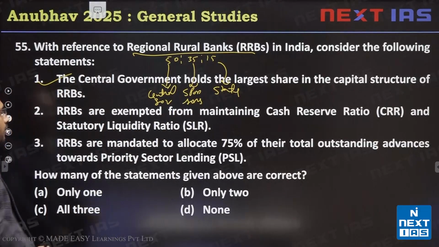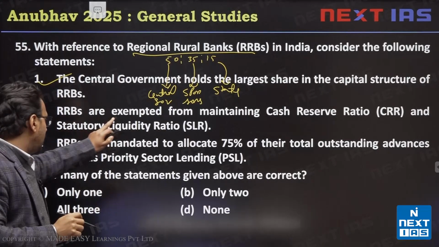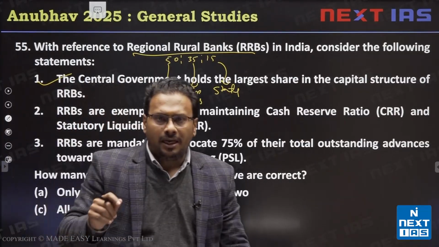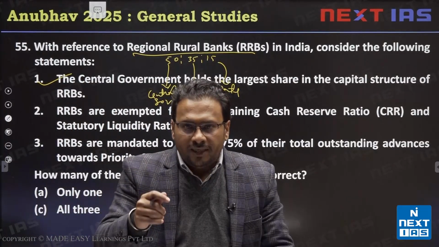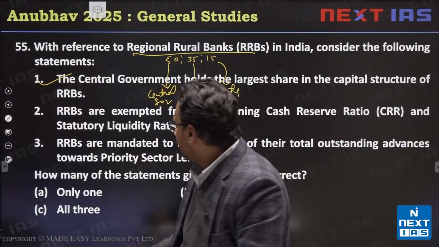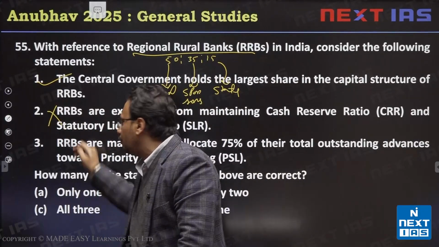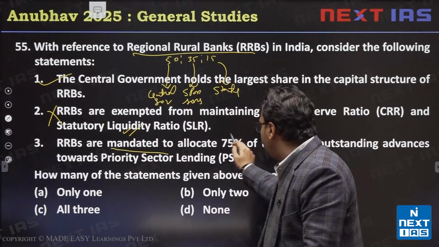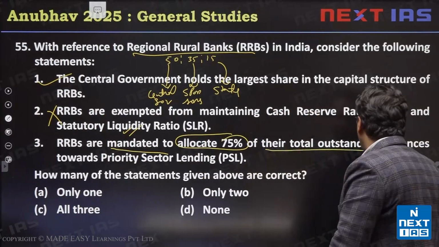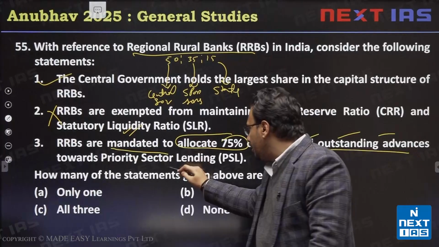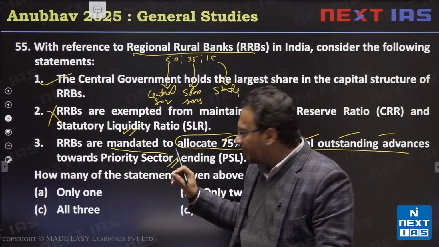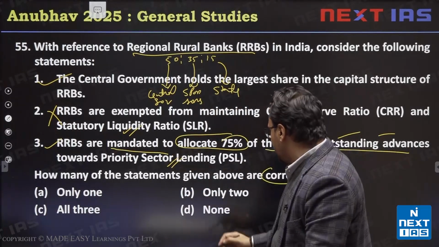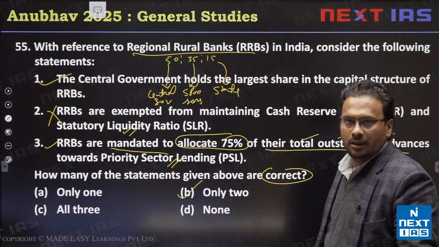Yes, 100% correct. Second, RRBs are exempted from maintaining CRR and SLR. Dear friends, RRBs are definitely exempted from maintaining the CRR, but they have to maintain the SLR accordingly. So statement 2 is definitely incorrect. Third, RRBs are mandated to allocate 75% of their total outstanding advances towards priority sector lending. Yes, this is correct. How many of the statements are correct? Two statements are correct, so the answer has to be only 2. B will be the answer.